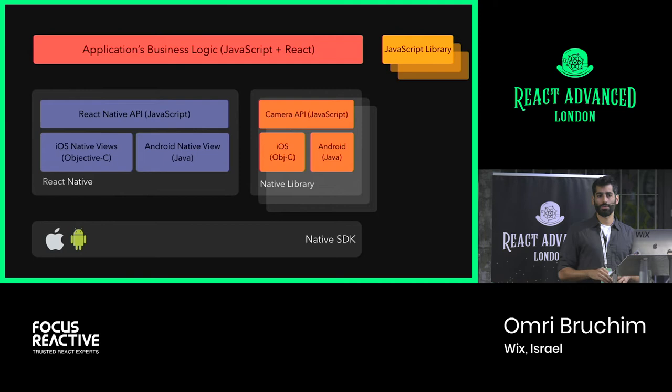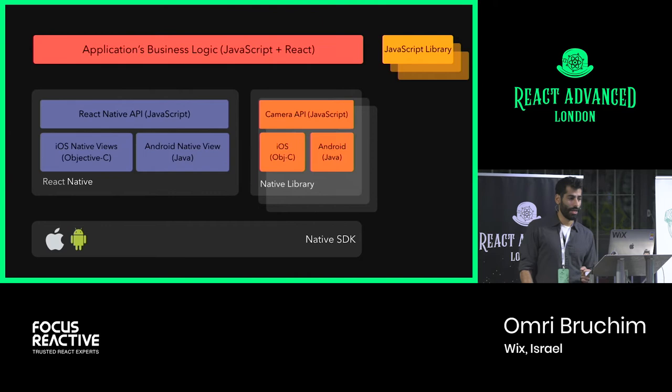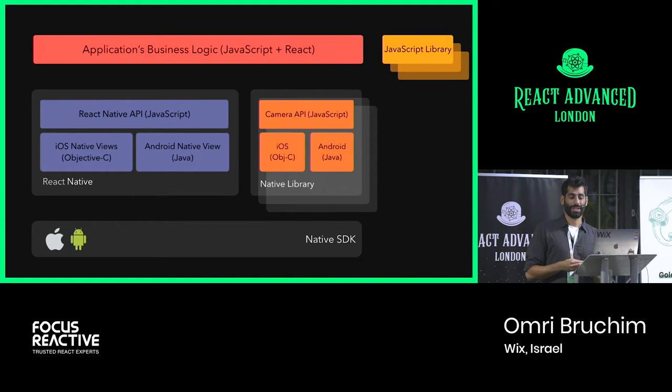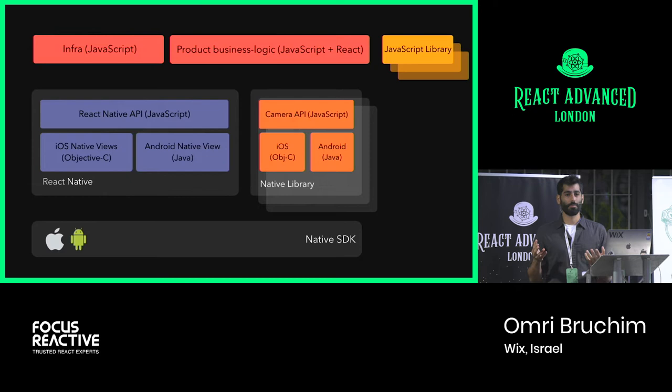First, I want to split the higher level, the JavaScript and React, all the JavaScript code. Well, actually, most of our code is written in JavaScript. It doesn't make sense to put all of it in a single project. So the first split is by infrastructure and product business logic. They're probably developed by different teams. There is a team that creates the infra and all the rest making the product.